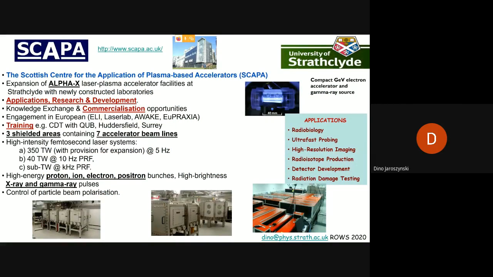And to investigate all this further, I've set up a facility called the Scottish Centre for the Application of Plasma-Based Accelerators, called SCAPA. This is really an extension of my earlier work that Rajeev Pattathil was a central person developing with me, many years ago, 20 years ago nearly. The focus of what we do is on applications.